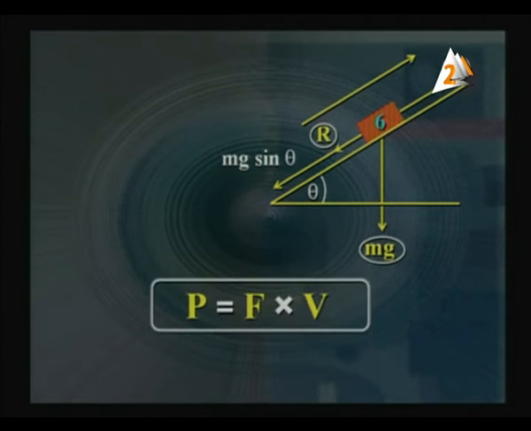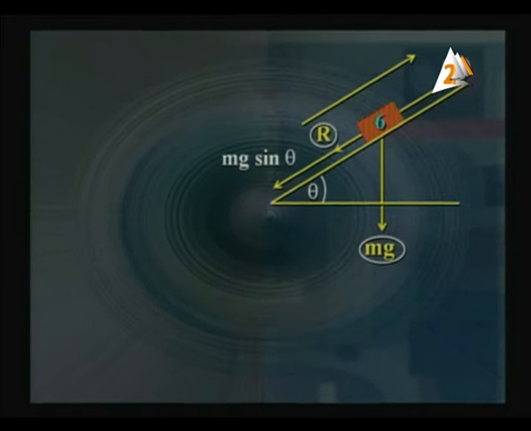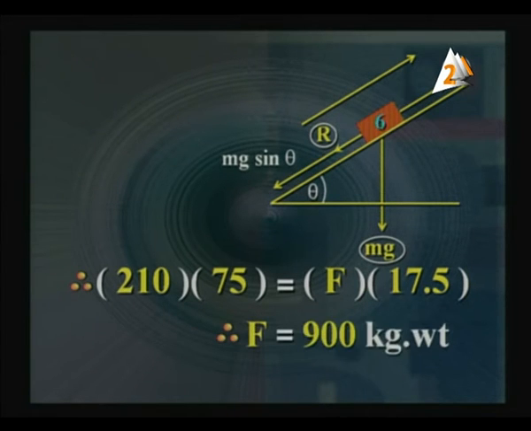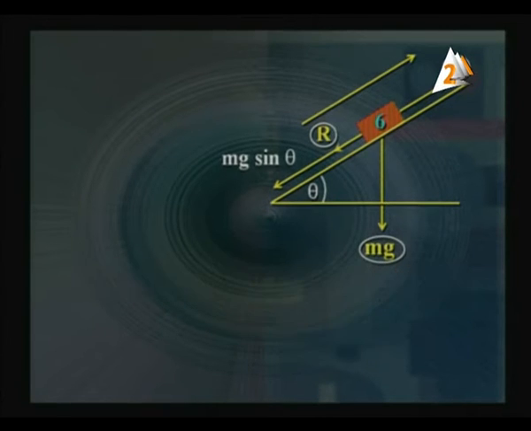And the power of the engine, P equals F times V, or 210 times 75 equals F times 17.5. Therefore, the force of the engine, F, equals 900 kilogram weight.